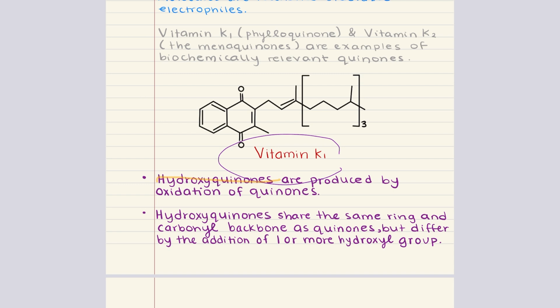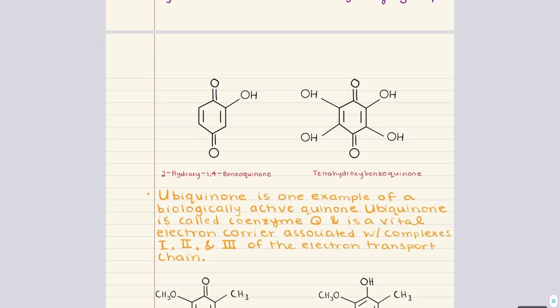These compounds retain the quinone core structure, but they contain one or more hydroxyl groups attached to the ring. While they share similar conjugation and electrophilic properties, the additional hydroxyl groups influence their solubility, their redox potential, and their reactivity. Examples include 2-hydroxy-1,4-benzoquinone, and tetrahydroxybenzoquinone. These are more polar and they have distinct biological roles compared to their parent quinones.